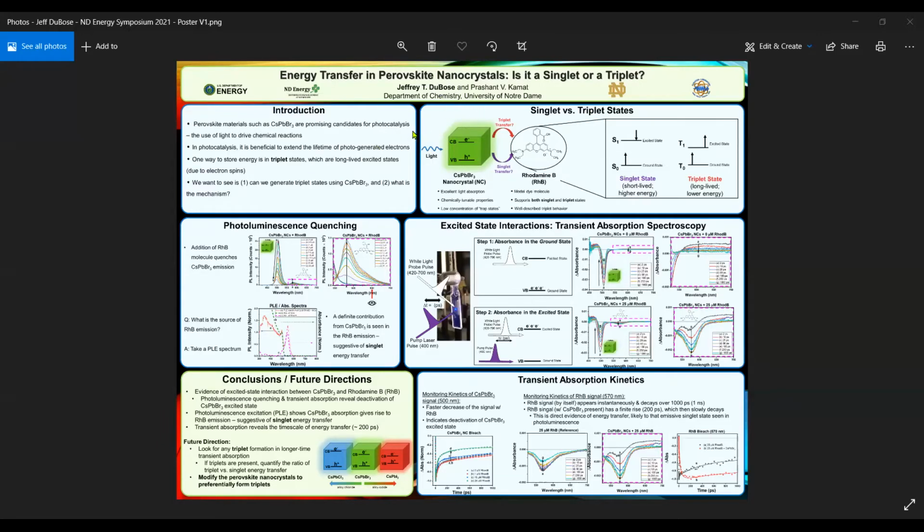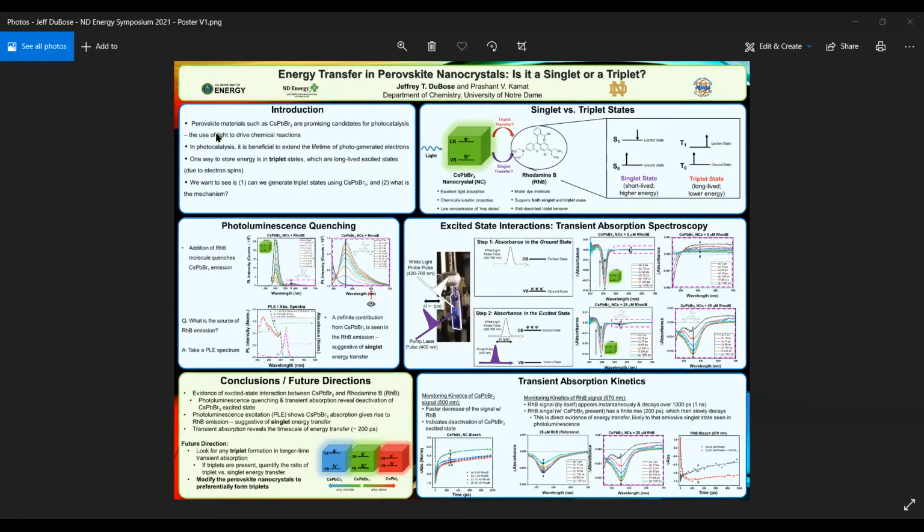Hello everyone. My name is Jeff DuBose. I'm also a graduate student in Prashant Kamat's group. Today I'll be talking about a very recent story, a very fresh result, looking at energy transfer in our favorite perovskite nanocrystals that you've been hearing so much about lately, and specifically at different ways we can transfer energy within these potential light harvesting materials.